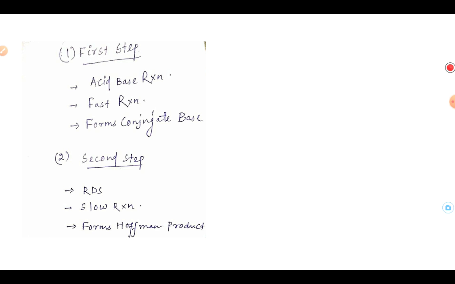After the first step, we get a conjugate base. The formation of conjugate base indicates that this elimination is going to happen by the conjugate base. And the second step is a very slow reaction, as we are going to form the pi bond, and hence it will be the RDS, that is the rate determining step, and we will get a Hofmann product. And I also said what is Hofmann product. This is a less substituted alkene. So now let's move towards the questions.